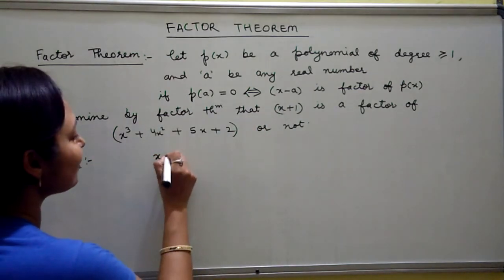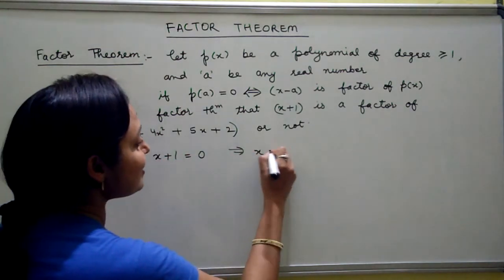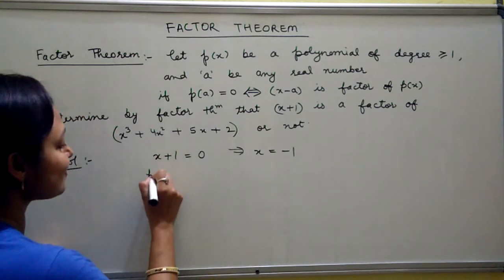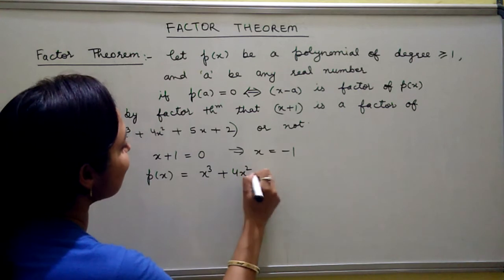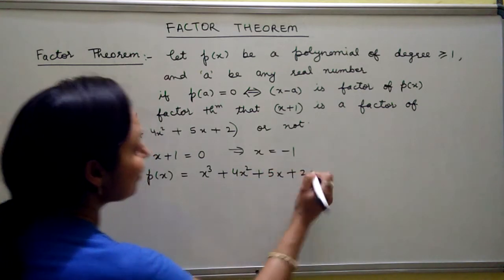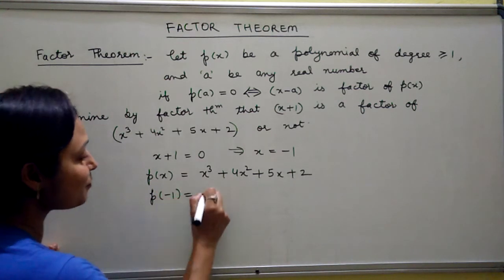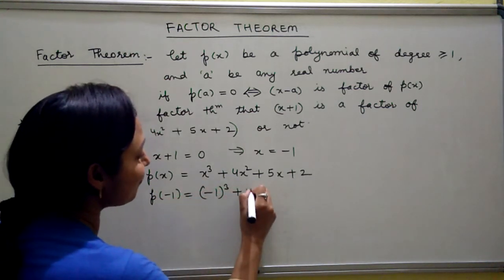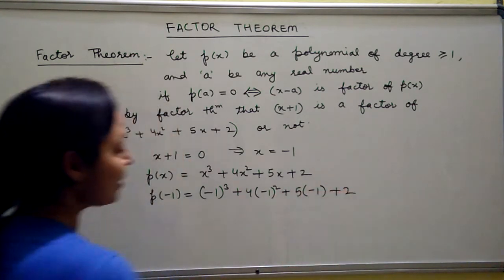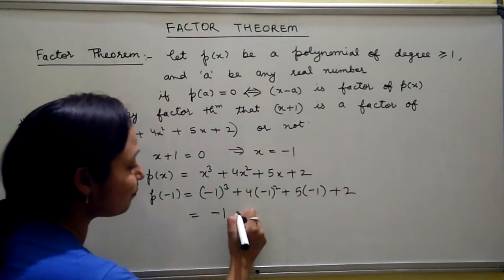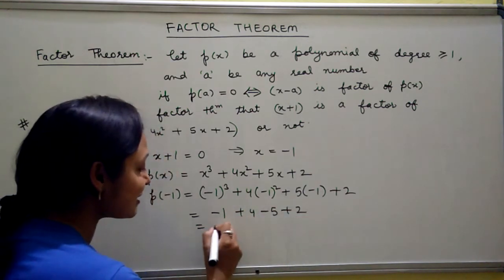We have to take the value of x plus 1 equal to 0. The x is equal to minus 1. P(x) is given as x cube plus 4x square plus 5x plus 2. We have to substitute the value of x, that is minus 1. When you substitute, we get (minus 1) cube plus 4 times (minus 1) square plus 5 times (minus 1) plus 2. After solving, we have minus 1 plus 4 minus 5 plus 2.